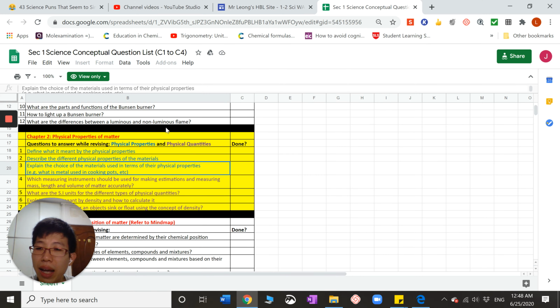Okay, so once you have gone through all the materials, you can do a self-check by yourself to check whether you know these pointers or not. So if you know these pointers, that's good. That means you're ready to score well for science.